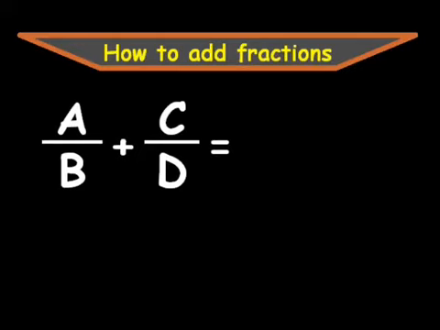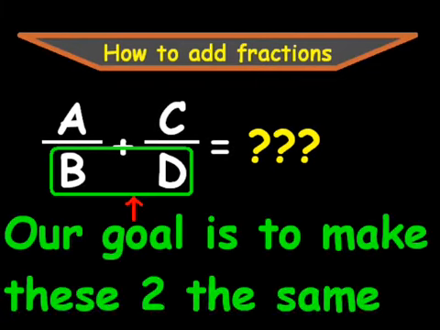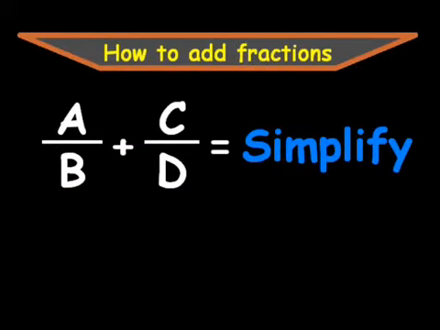What I have in front of me is the fraction A/B plus the fraction C/D, and we want to figure out what exactly those two fractions equal. To get there, our goal is to make the bottom two terms the same so we can add the top ones. But that's going to take some work, so we're going to have to simplify.